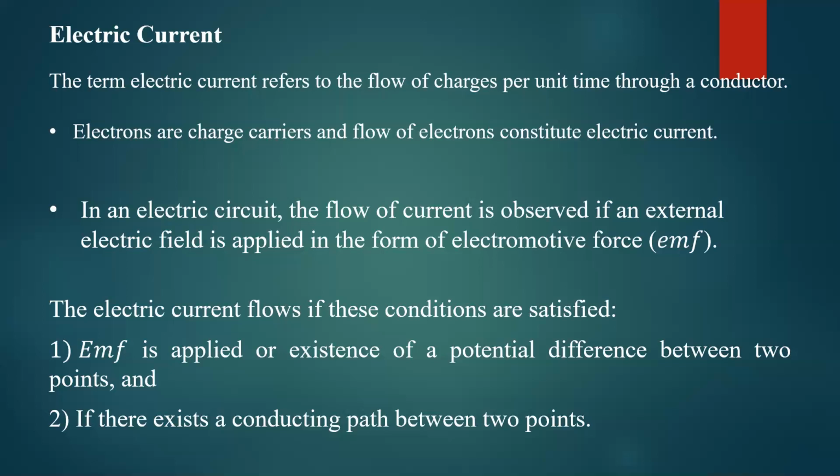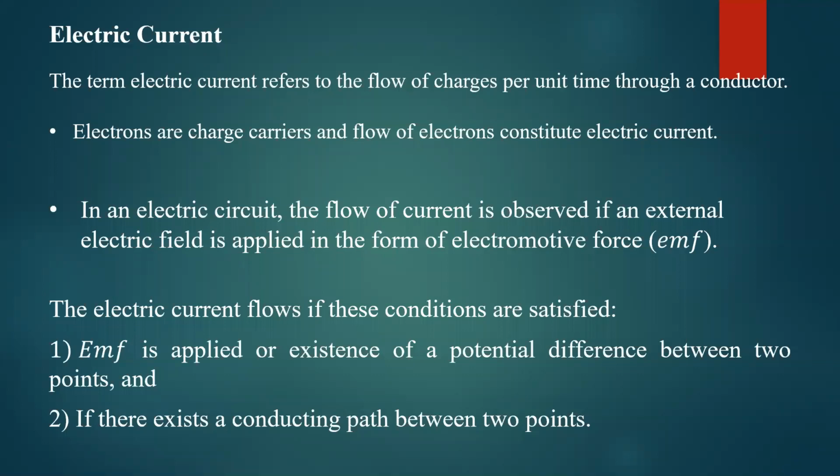Okay. Next point we'll see, in an electric circuit, the flow of current is observed if an external electric field is applied in the form of electromotive force. So without any reason, electrons will not move. So in order to observe the flow of electrons, we have to apply an external force, and that external force is called EMF. EMF is nothing but electromotive force. It is an external battery. Okay, so the battery supplies the external electromotive force which makes the electrons flow. Electron flow ಆಗೋ ಮಾಡ್ತದೆ. So that is called EMF. Full form of EMF is electromotive force.